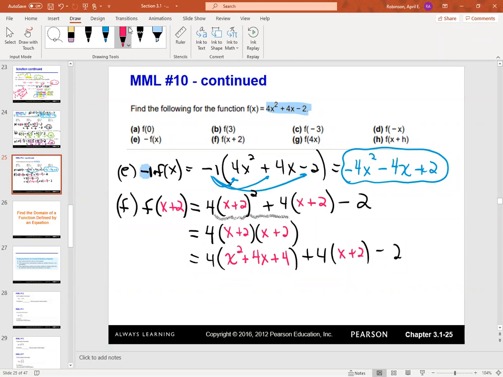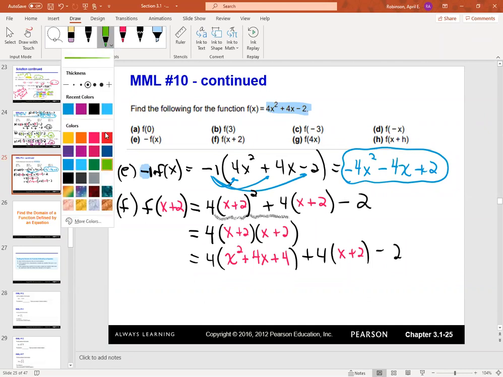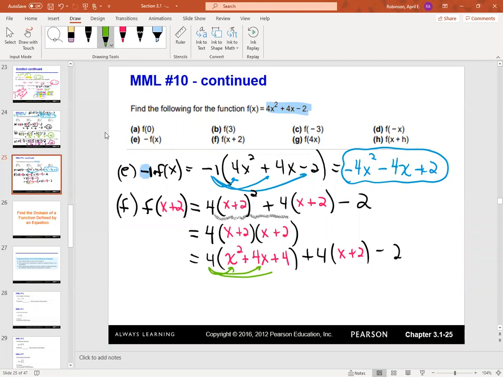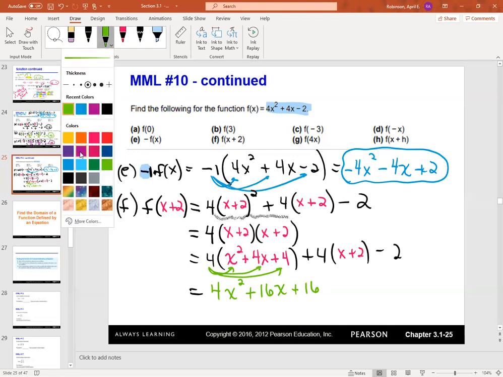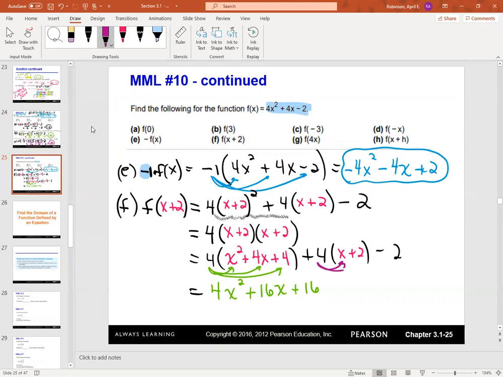So I started with my exponent and I FOILed it. And now I am going to distribute the 4 here. So that's going to be 4x squared plus 16x plus 16. And then I'm going to distribute the 4 here. So that's going to be 4x plus 8. And then I still have that minus 2 on the end because it was not inside any parentheses.